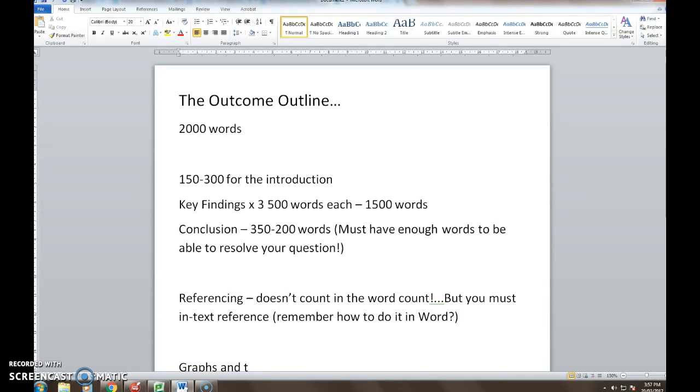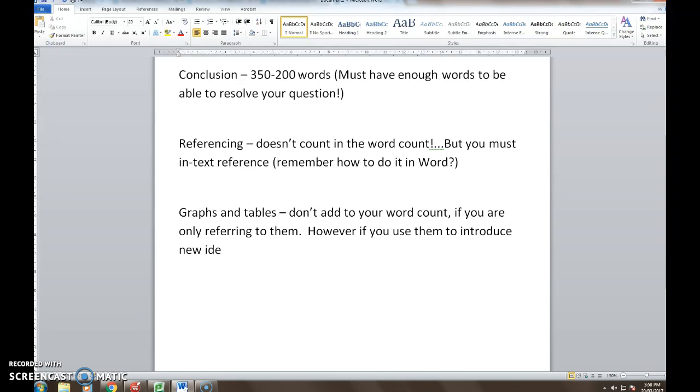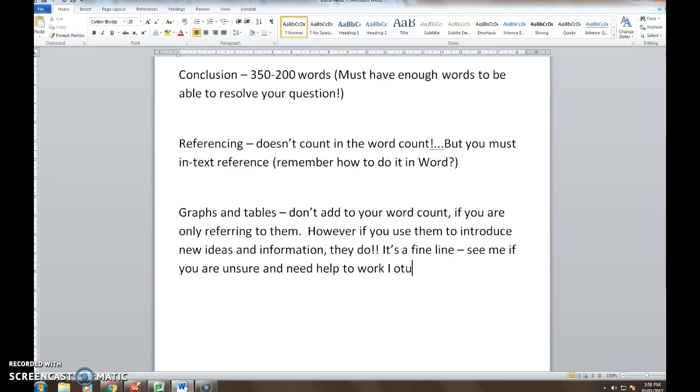A word on graphs and tables, etc. Things like you might have completed through your primary research, because of course you've got to incorporate primary research. They don't add to your word count if you are only referring to them. However, if you use them to introduce new ideas and information, they do. So it can be a little bit of a grey area. It's a fine line. See me if you are unsure and need help to work it out. And again, proofreading is always a good thing.